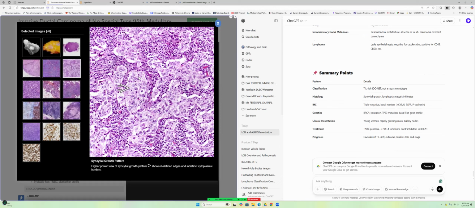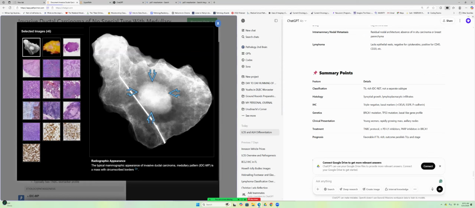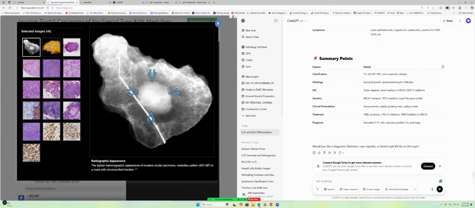Positive for CD45. Okay, good. Let's be done. So we are quickly looking at this. So look at this.